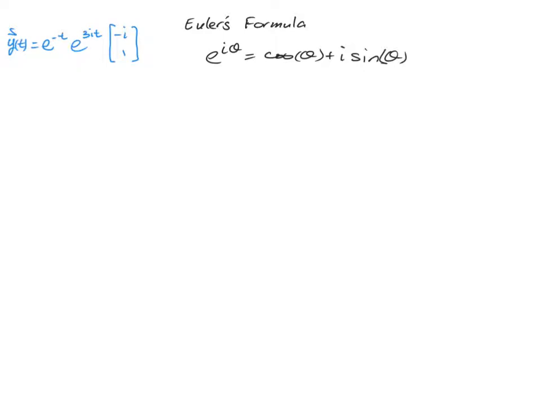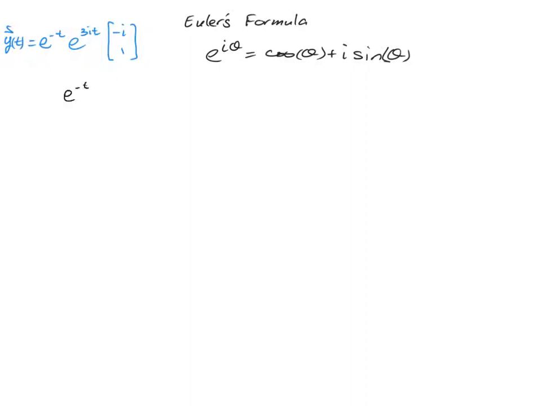Okay, for the next part of the problem, we're now going to go through and expand that e to the 3it using Euler's formula. So far we've got an e to the negative t, and then that e to the 3it becomes the cosine of 3t plus i times the sine of 3t. And again, this is times the vector negative i and 1.